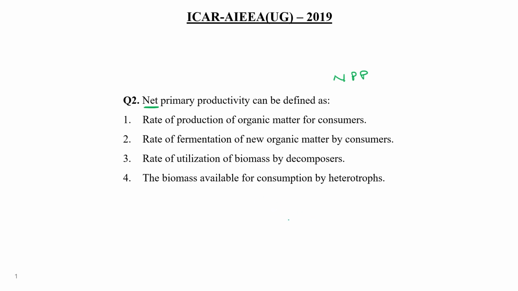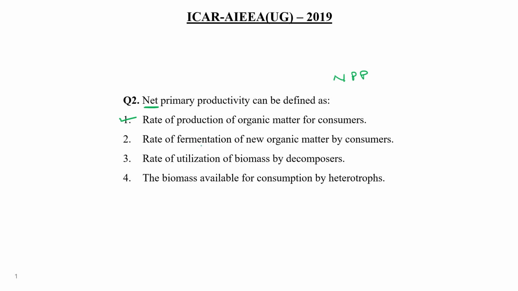There are 2-3 terms like gross primary productivity, net primary productivity. When the term net comes, it means rate, related to the passage of time. Primary productivity is produced by the producer, for the consumers. Gross is total, for its own metabolic activity also, and for the consumers also. Collectively gross, but net, if we subtract the respiratory loss, then we attain the value of net primary productivity. So rate of production of organic material by the producer for consumers. This one is the correct answer.